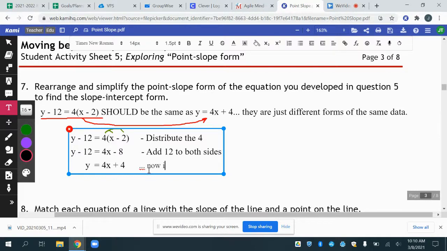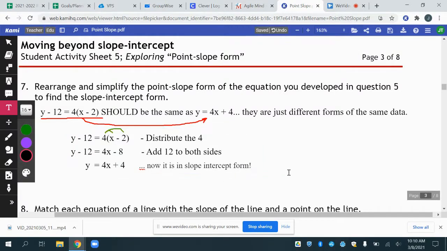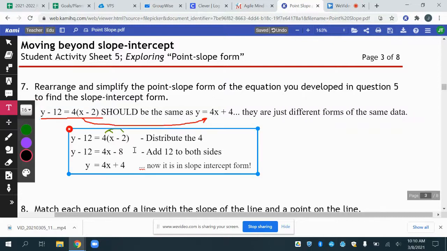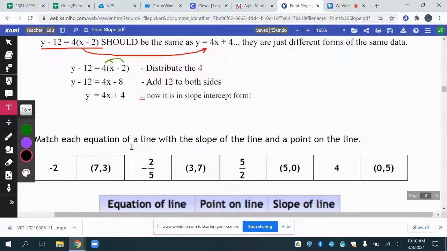Now it's in slope intercept form. I turned the first one into the second one. I turned the left equation into the right one. That means that they're the same thing. I didn't add something to one side and not to the other, so I kept it equal. It should be the same equation.